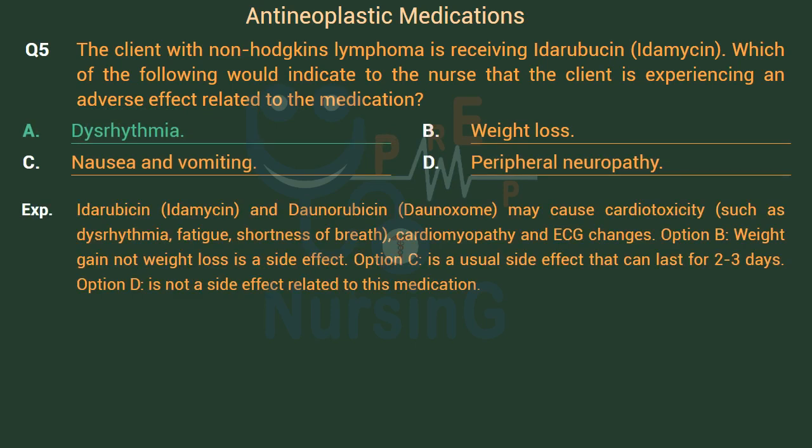Idarubicin and Daunorubicin, Daunoxome, may cause cardiotoxicity, such as dysrhythmia, fatigue, shortness of breath, cardiomyopathy and ECG changes. Option B, weight gain, not weight loss, is a side effect. Option C is a usual side effect that can last for 2 to 3 days. Option D is not a side effect related to this medication.